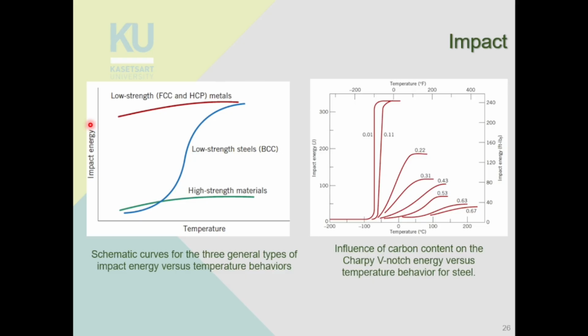We can categorize materials into 3 groups. The first one is this one here, the high strength material. You can see from the graph that the impact energy is low for the whole range of temperature.